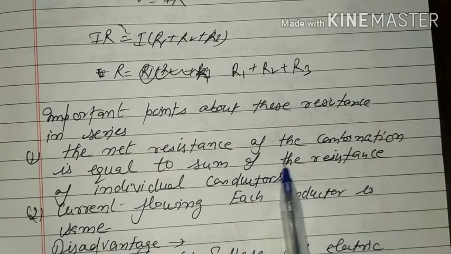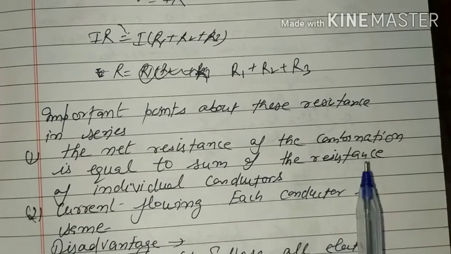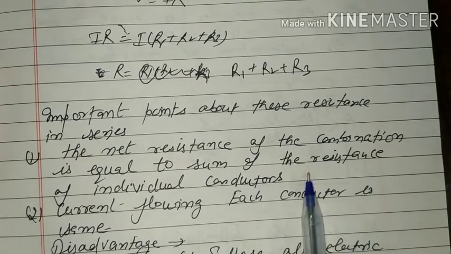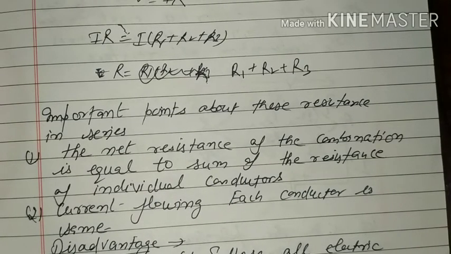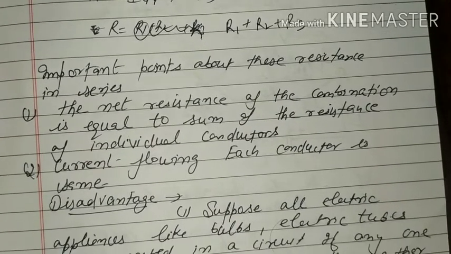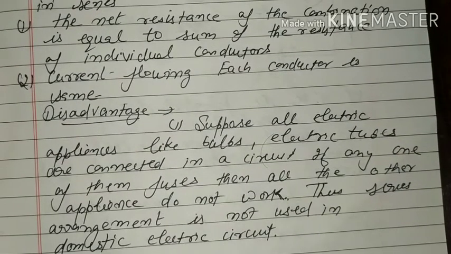The net resistance of the combination is equal to the sum of the resistances of the individual conductors, means the total will be that of each individual one. Okay, the current flowing in each conductor is the same. Okay, current same. Now the disadvantage, what is the drawback of this?